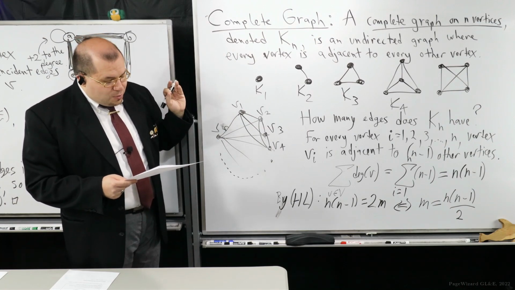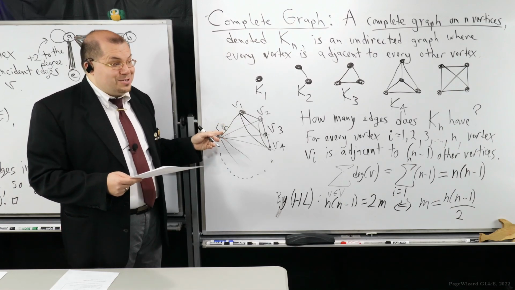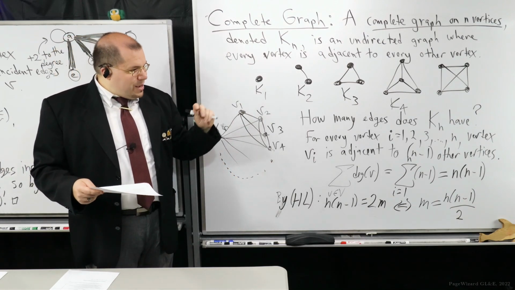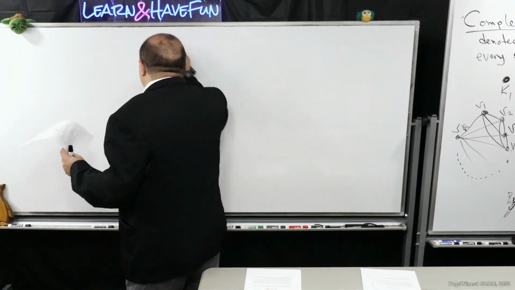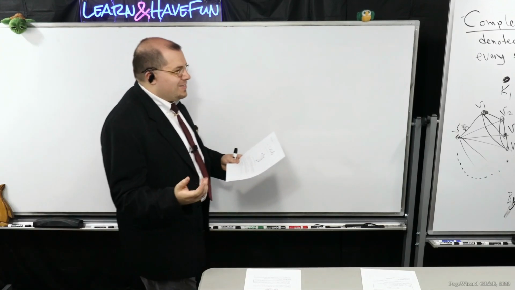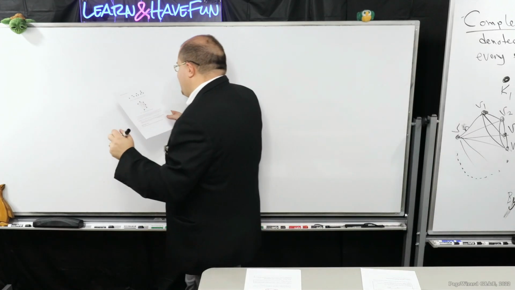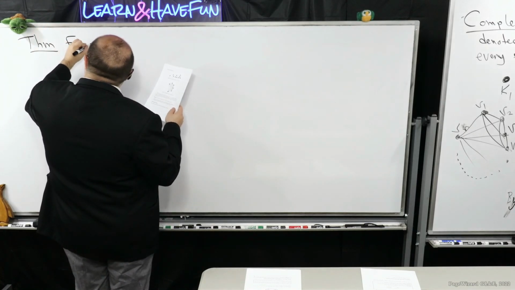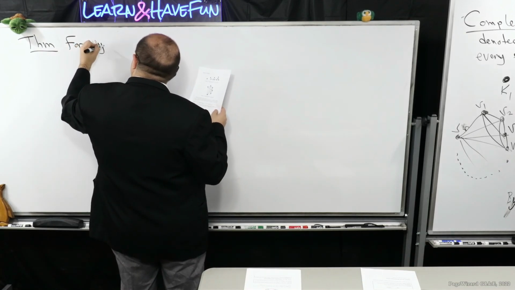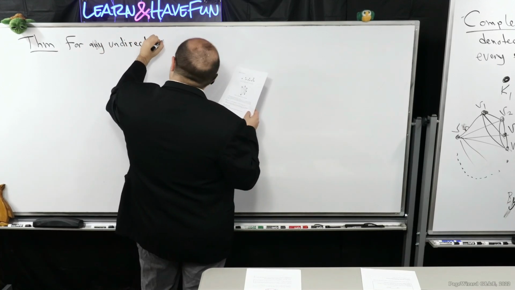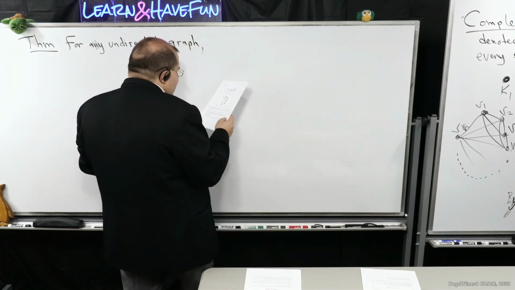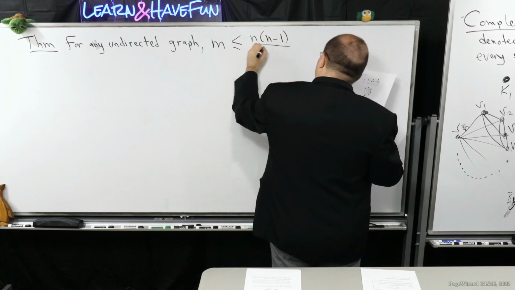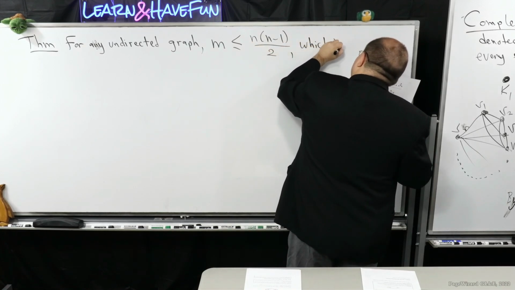Very fascinating. As a consequence, notice that for any simple graph, you can't have more edges than this. So if you wanted to answer the question of how many edges there can be in a graph, the complete graph gives you that answer. So let's talk about that. Okay, so here's a theorem for you. For any undirected graph, remember, I'm presuming that it's simple, the number of edges is at most, so less than or equal to, n times n minus 1 over 2, which, if you know your big O notation, is big O of n squared.